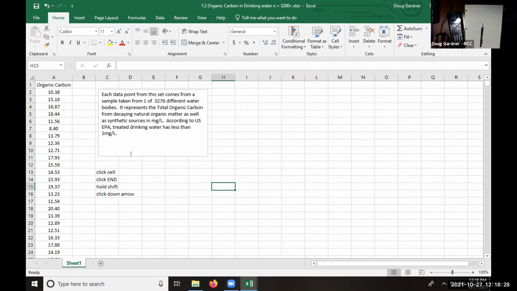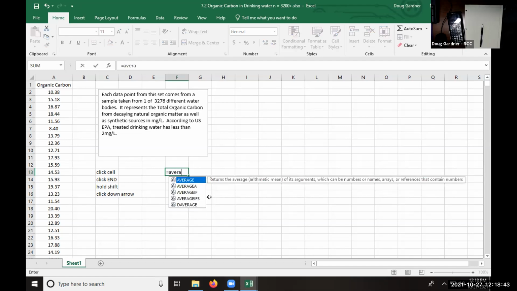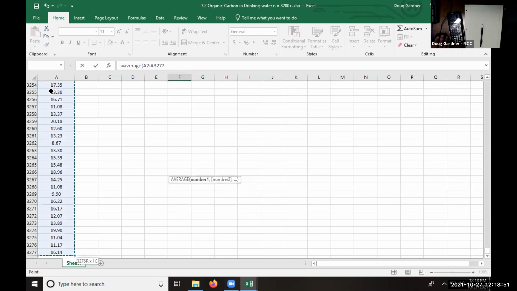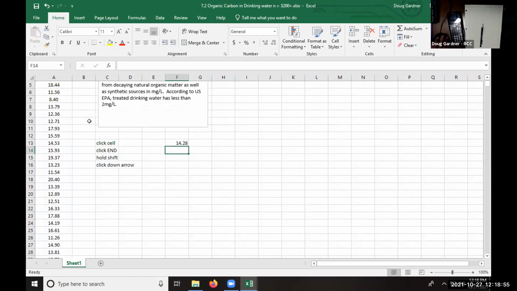So this is where I figured out, and I made myself a little note here to grab everything. But again, as I said before, we need to know the mean and the standard deviation. And how would you like to do this by hand? 3,200 data points. Woo, that'd be fun. Equals average. Let's see, click the cell, click end, hold shift, click the down arrow key. So there's actually 3,275 data points. Boom, it just tells me the answer without any trouble at all.